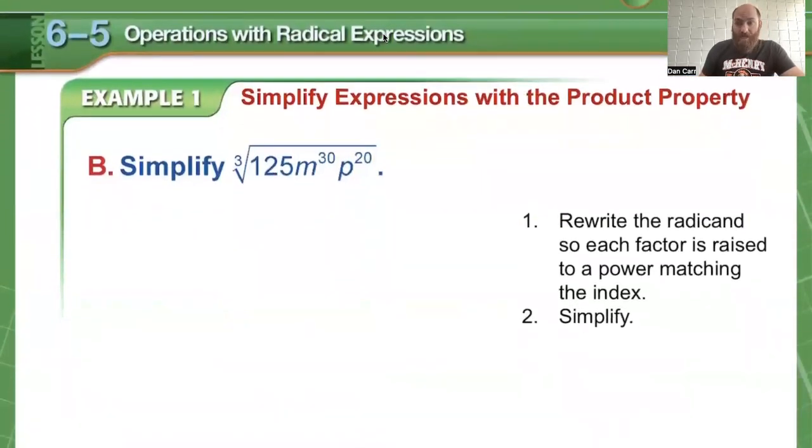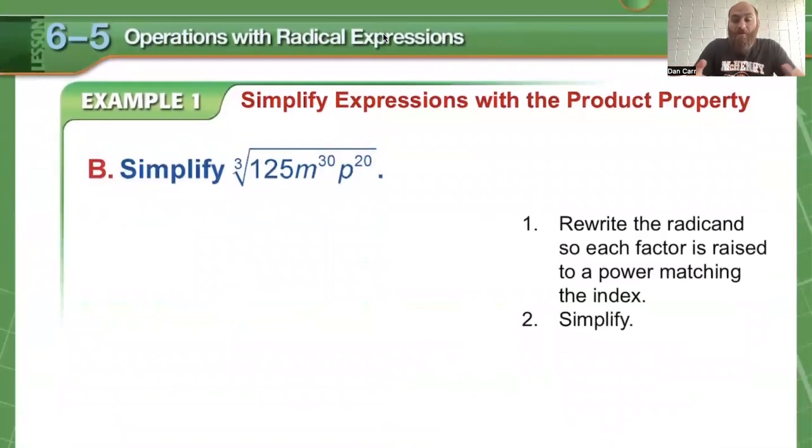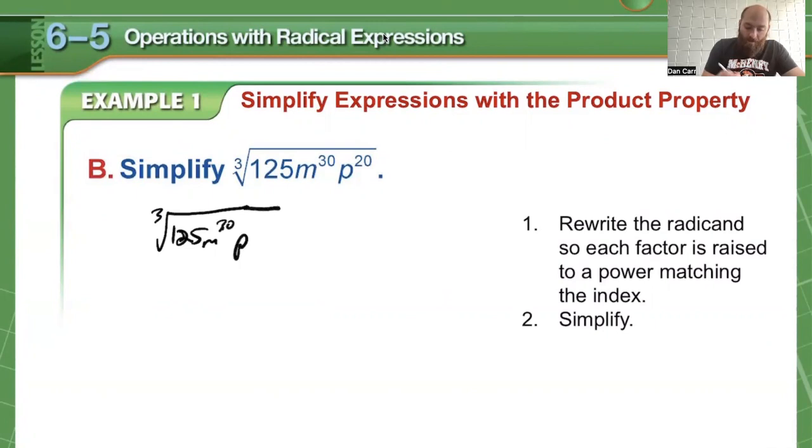So if I have the third root, again, I want things in terms of the perfect cubes, or in terms of the exponents, something that is a multiple of 3. So for example, I'm going to have the cube root of 125 m to the 30th. I'm going to keep it as m to the 30th because that does work. And then p to the 20th does not work. I cannot take 20 divided by 3 evenly, but I can do 18, which means I have the cube root of p squared left. Okay, so I'm just splitting them up into their own radicals, p to the 18th and p squared. The reason why I would do that is because this I can take the cube root of.